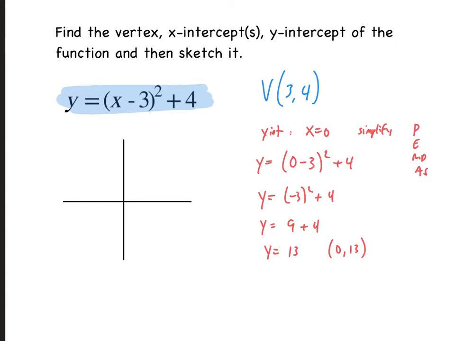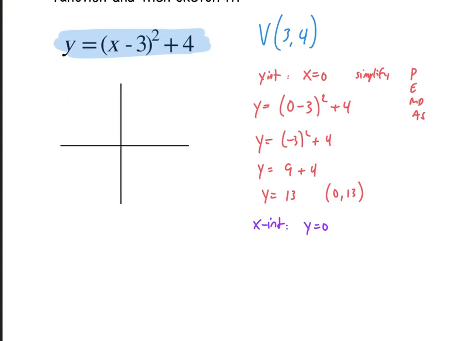And then I go to the x-intercepts. We know the x-intercepts are where y is equal to 0. So I'm going to take that equation and set y equal to 0, so that 0 equals (x minus 3) squared plus 4. Now we need to solve for x. We're going to use SADMAP, going backwards through our order of operations. So I'm going to get rid of the 4 first, and that gives me -4 equals (x minus 3) squared.